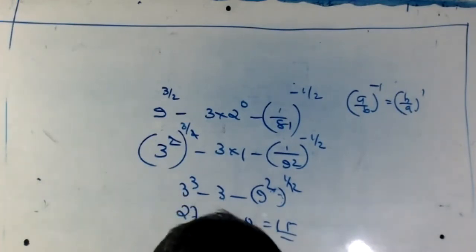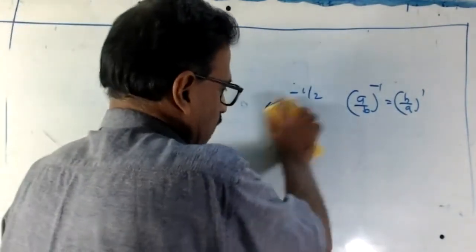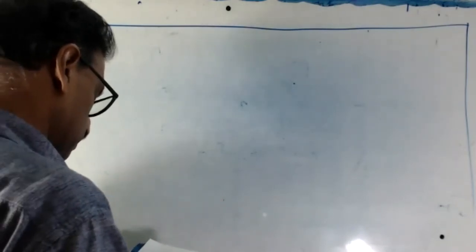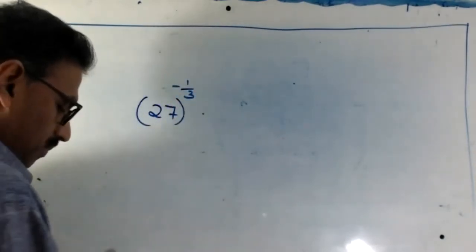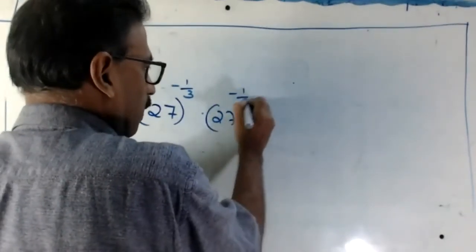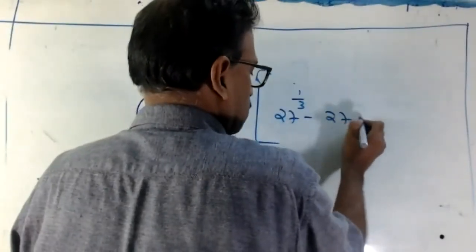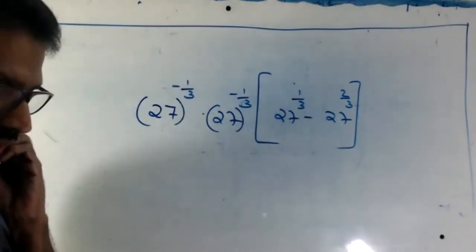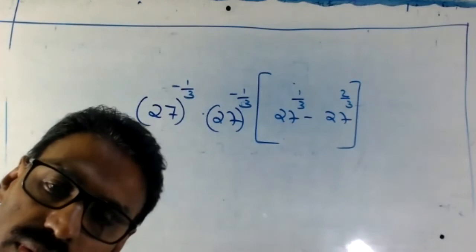Come on. Next one. 27 raised to minus 1 by 3 into 27 raised to minus 1 by 3 minus 27 raised to 2 by 3. 27 raised to minus 1 by 3 into 27 raised to minus 1 by 3, then 27 raised to 1 by 3, 27 raised to 2 by 3. Okay, try now.